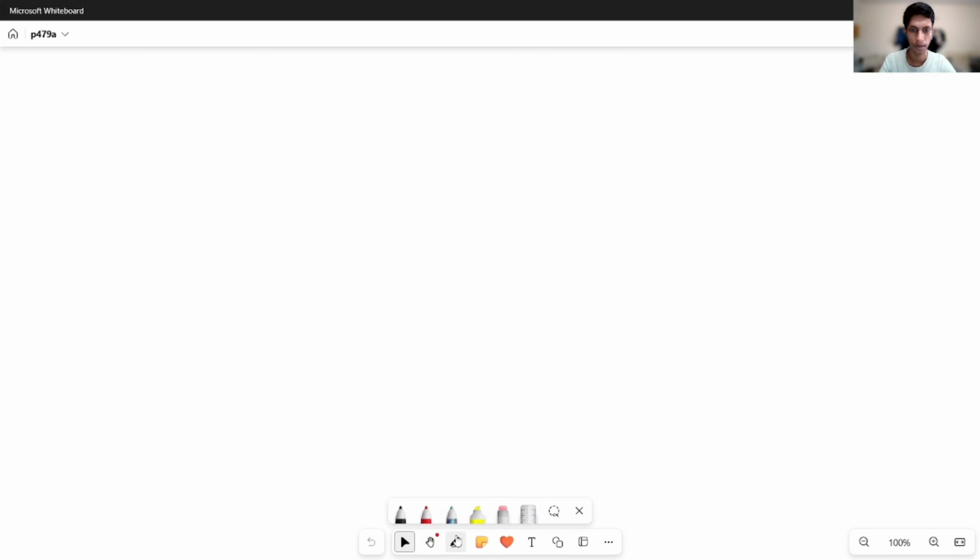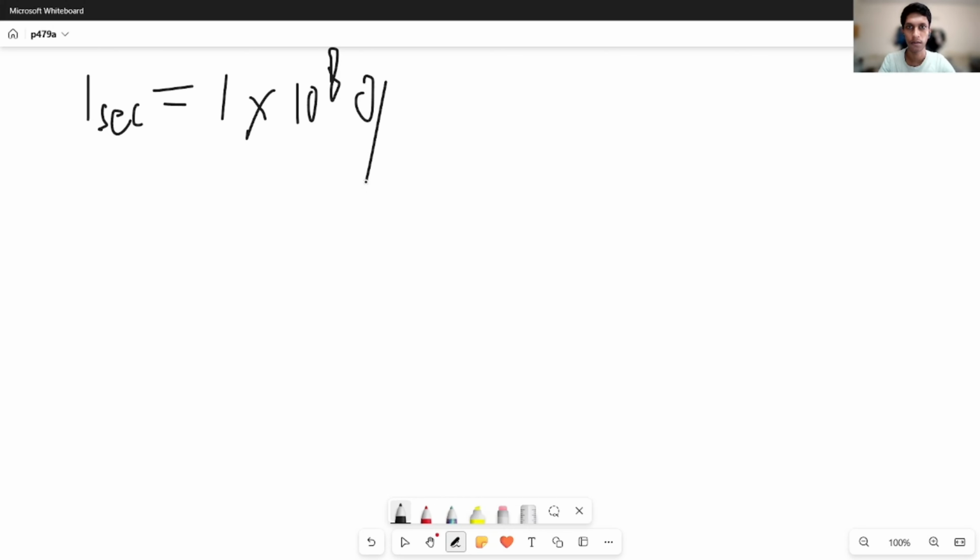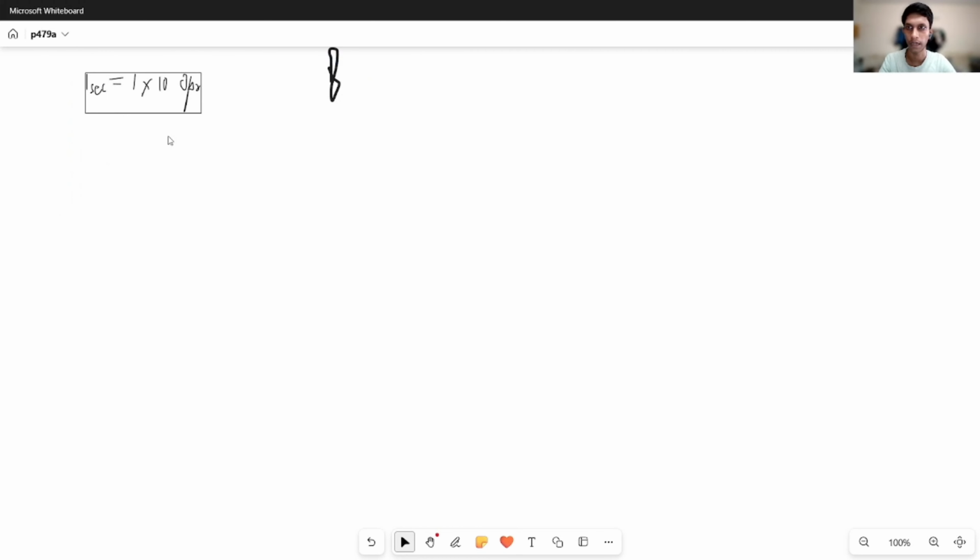So let's talk about the time complexity. The time limit given in this problem is 1 second, and we know that in 1 second we are allowed 1 into 10 raised to power 8 operations. So this is going to be our time complexity.